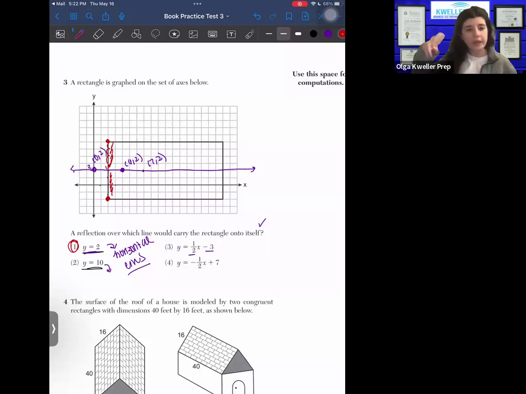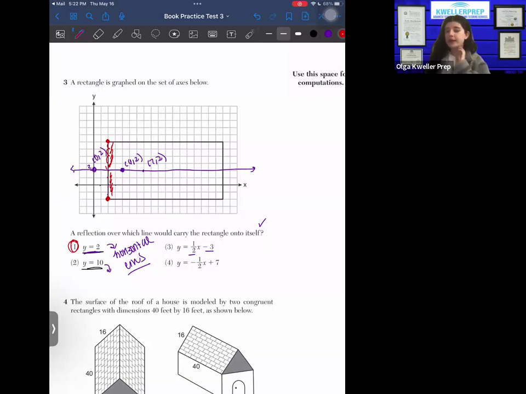Is everybody okay with these concepts? Anything here confusing, either about how we figured out how to draw that line or how do we reflect the rectangle? No, you guys are good?